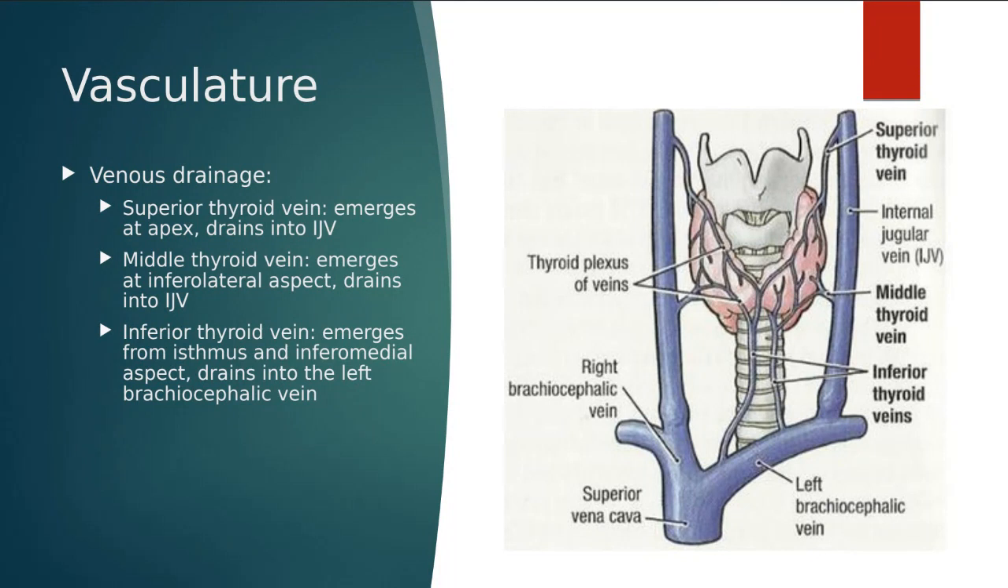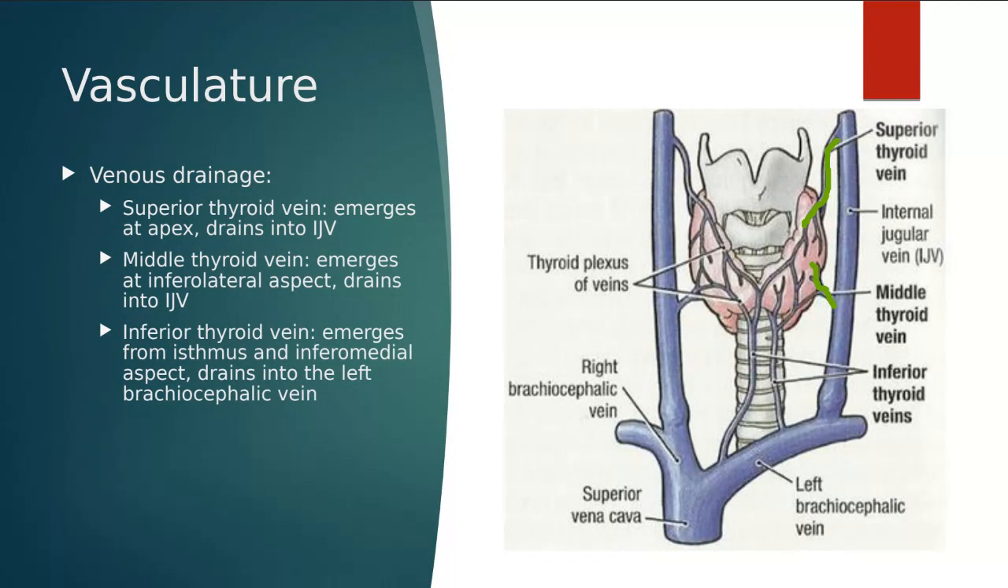So if we look at our diagram here, we know our IJV is draining our brain and traveling down our neck to dump back into our heart. So we have this superior thyroid vein, middle thyroid vein, and inferior thyroid vein. And you can pretty much piece together where those veins are going to be located, right? Our superior vein is going to drain that superior half right into the IJV. The middle thyroid vein, we said it comes off inferior lateral. It's going to drain right into the IJV.